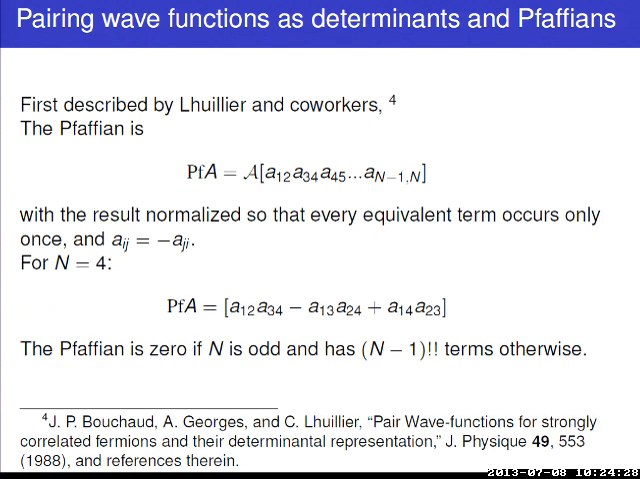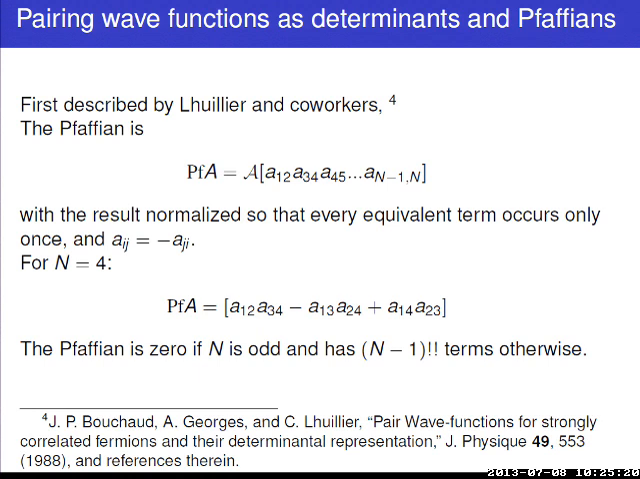Okay. So these pairing wave functions that we use, they're either determinants or Pfaffians. And this was all written down by Louis and coworkers here more than 20 years ago, that this antisymmetric product of these things is a Pfaffian. And if you write this out, it's antisymmetrized with the Pfaffian such that every term is written just once. So for n equal 4, it's this. So this is what we would need to do in neutron matter. So the Pfaffian is 0 if n is odd and has n minus 1 double factorial terms otherwise.